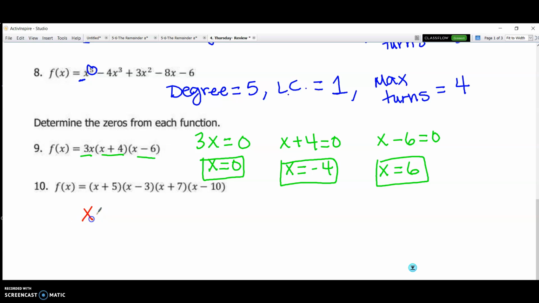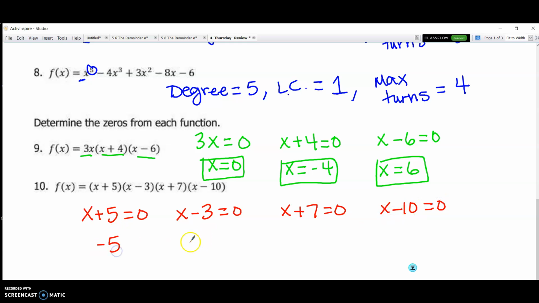Second one, x plus 5 equals 0. X minus 3 equals 0. X plus 7 equals 0. X minus 10 equals 0. So we would have negative 5, 3, negative 7, and 10. So x equals all of these are the zeros.